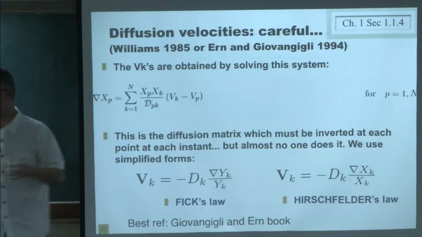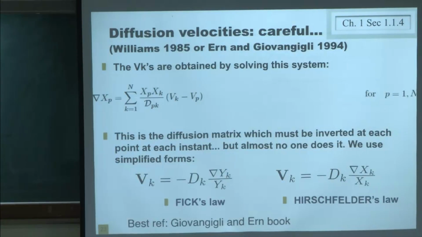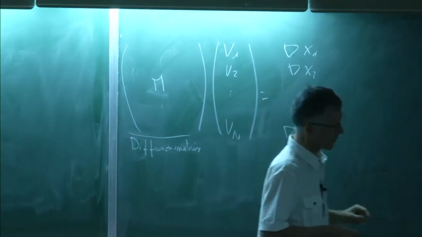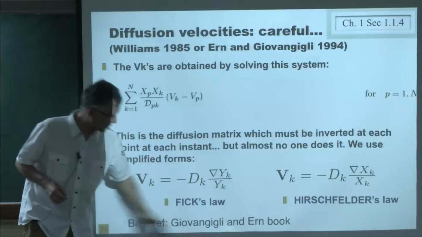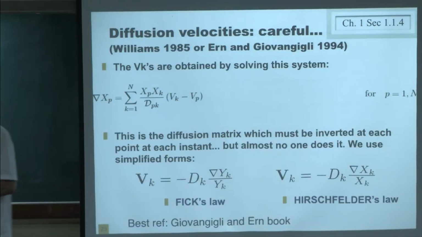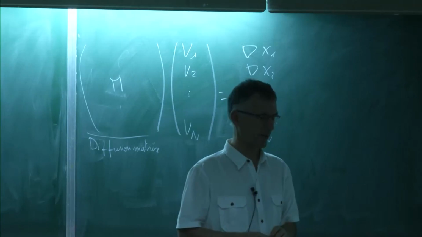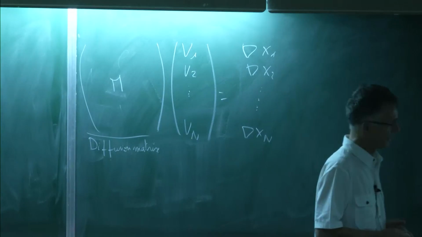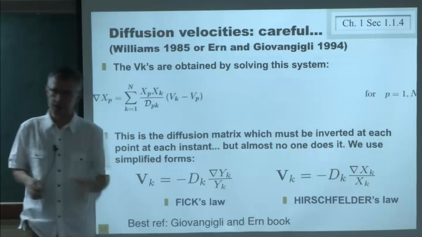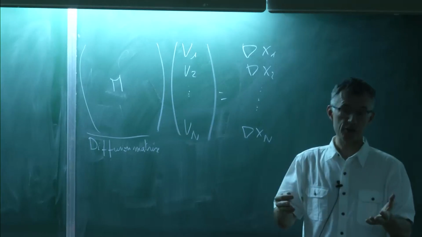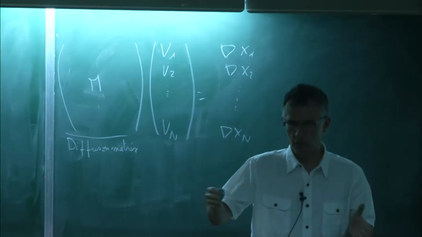What you have to worry about is that in a code, you don't want to do that. You don't want to invert this matrix at every point, at every time step. It's too much work. So what you can do, and here the reference book is this book by Giovangigli and Ern. Those guys are mathematicians. If you want to read this book, you have to get ready for it. I mean, it's tough. But what they show is that there are simplifications to this problem, what they call expansions with different orders of precision.